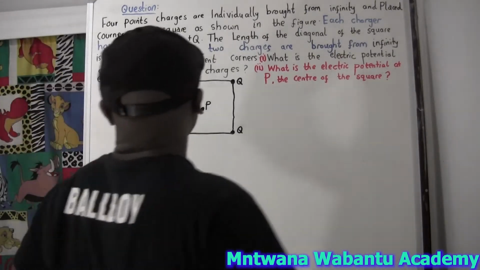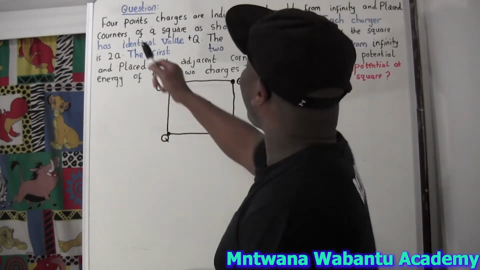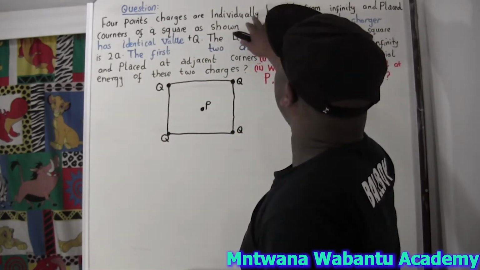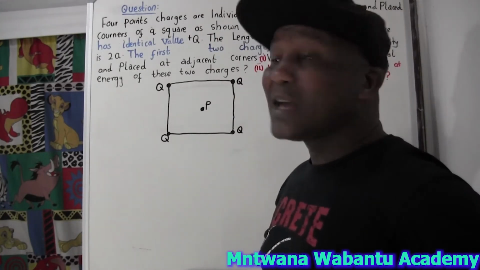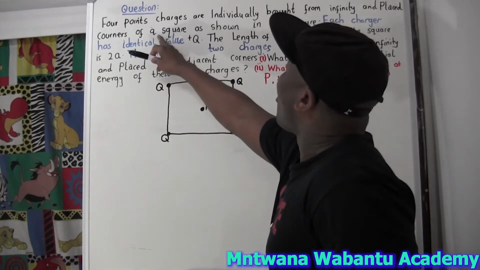Let's get started. So we have a question here. This is more of the electric potential. Now let's read the question. They say four point charges. So you have four charges, individually brought from infinity, somewhere very, very far. We don't know where. So we brought four charges and placed them at the corners of a square.